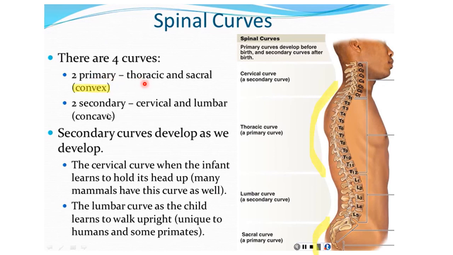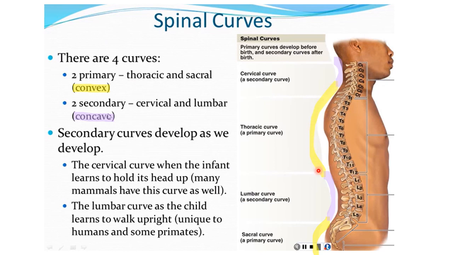So let's look over here. So those are your primary curves. Thoracic curve, big curve right here, and the sacral curve right there. So when the baby is born, the baby doesn't have this lumbar curve, and it doesn't have the cervical curve either. Okay, so these other curves, secondary curves, they are going to develop later.